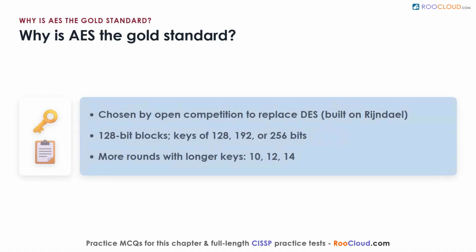Why is the advanced encryption standard the gold standard? Because it was chosen through open competition to replace the aging DES, and it has held up ever since. Built on an algorithm called Rivest, it became the mandated standard for protecting sensitive government data. It works on 128-bit blocks, and lets you pick a key of 128, 192, or 256 bits. The longer the key, the more rounds of scrambling it performs: 10, 12, or 14.